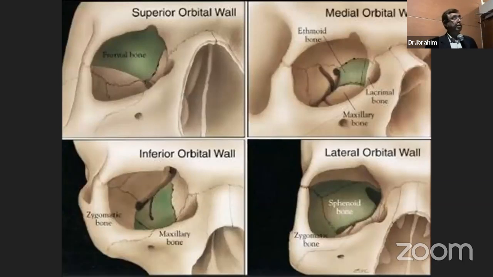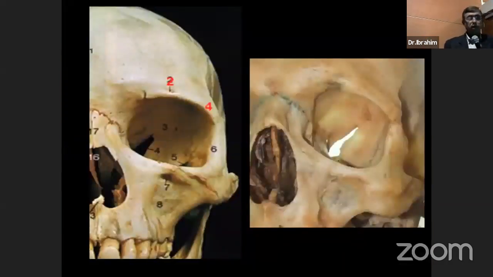The roof is made by the frontal bone, and then we have the ethmoid bone making the medial wall. The floor is made by the maxilla, and the lateral wall is made by the sphenoid bone. If you look at the superior orbital fissure, and this is the optic canal, the optic canal is not seen in the straightforward look, so you have to move the skull a little bit to see the optic canal. But this is the superior orbital fissure, this is the inferior orbital fissure. Notice the relationship with the maxilla.